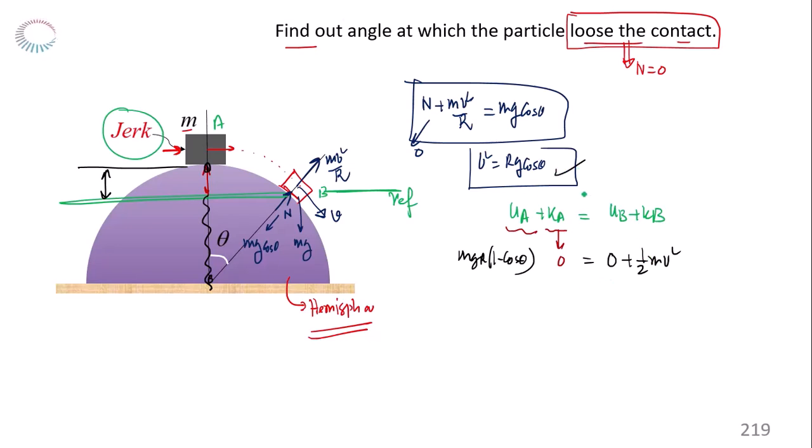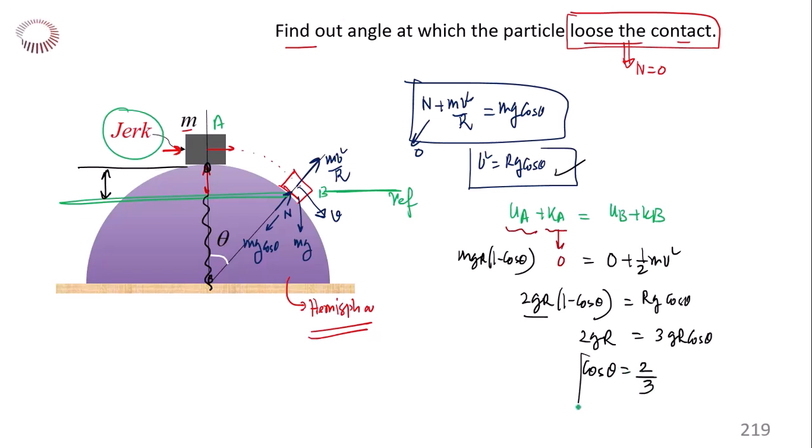If I put the value of v squared equals Rg cos theta over here and cancel the m term, I get 2gR into (1 minus cos theta) equals Rg cos theta. So Rg cos theta with the negative sign comes to the other side, and ultimately I get 3gR cos theta equal to 2gR. So cos theta becomes 2 by 3. That means this angle is constant and does not depend on the radius. If you take a very small sphere or a very large sphere, the point of losing contact will always be at cos theta equals 2 by 3.